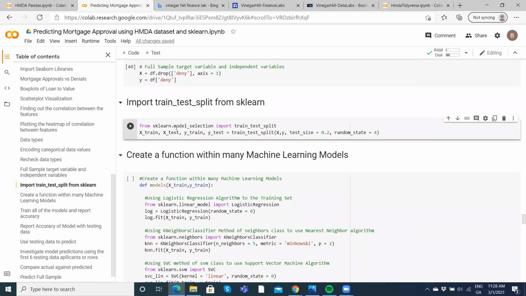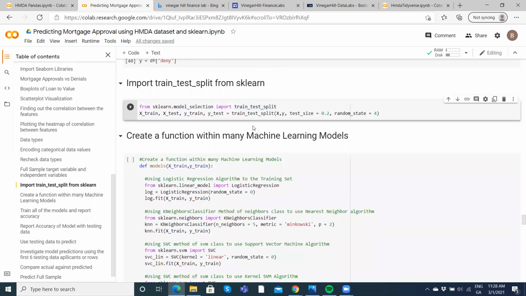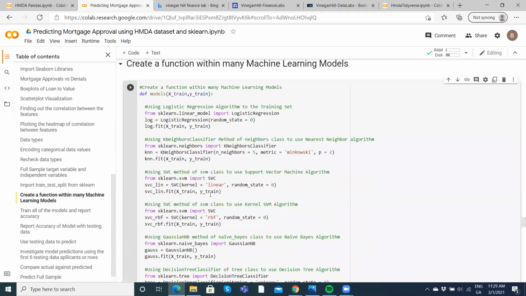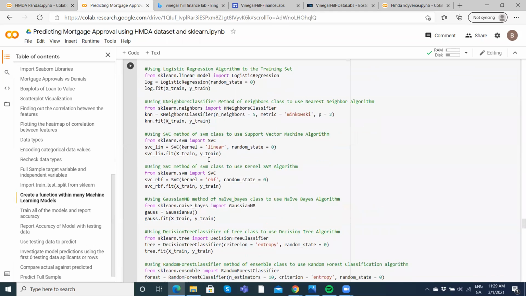So from sklearn models, we'll import the train test split, and we will import logistic regression and so on, these other models from sklearn. Okay, so we've split our data into the 20% testing data, 80% training. Then we define the models. We've imported the models, we define them.